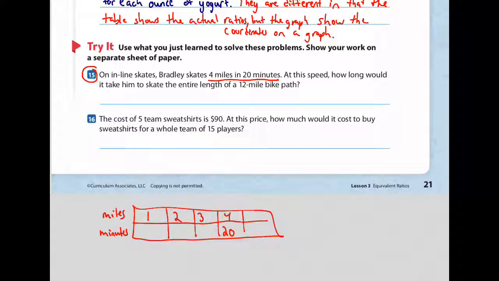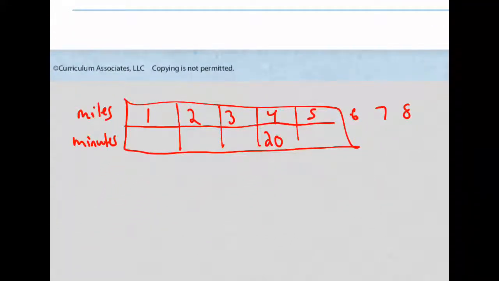So I could keep going with my table, 5, 6, 7, 8. I don't feel like doing that. So what I'm going to do here is figure out the rule when I'm going from miles to minutes. So did you notice to go from 4 to 20, it's just times 5. So each one of these, if I do 1 times 5, I get 5. 2 times 5, I get 10. 3 times 5, I get 15. 5 times 5, I get 25, right?